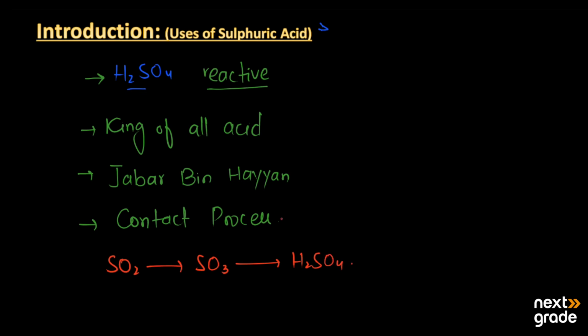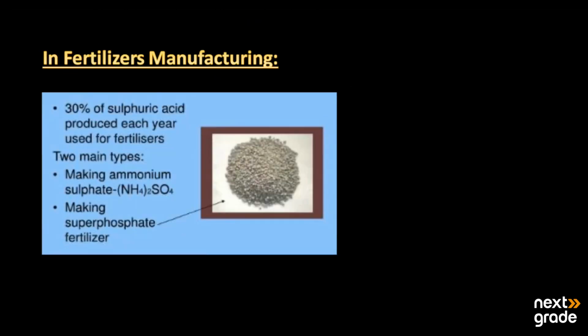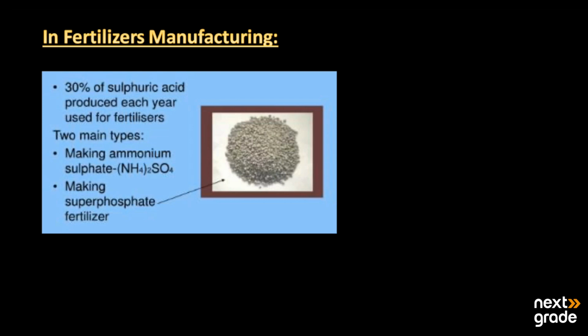Now, this was a simple overview. After this, we have the uses of sulfuric acid. It is used in fertilizer manufacturing. Now, what are fertilizers? These are the different compounds that are used to increase the fertility of the soil. So these are called fertilizers, and sulfuric acid is used in this process. 30% of the sulfuric acid produced each year is used for fertilizers.